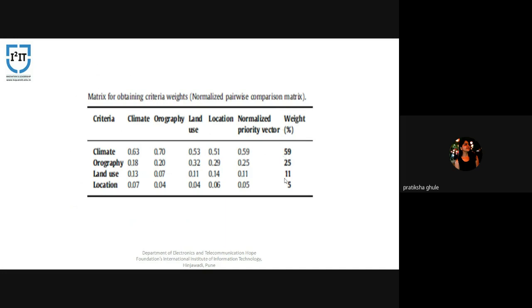Here you can see the weightage. For climate it is 59%, for orography it is 25%, land use 11%, and location is 5%. So you can clearly get the idea that climate is the most important criteria that we need to take into consideration while deciding the location for our project. According to that, you can see the ranking: first is the climate, then orography, then land use, and then the least we can consider is the location.